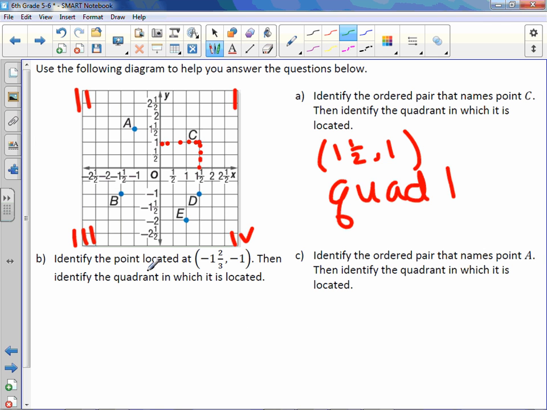Letter B. Identify the point located at -1 and 2. Actually, this was a typo. If I remember correctly, this should be 1/2, so please fix that. -1 and 1/2 and -1. So this is our x value. This is our y value. So let's find our x value of -1 and 1/2. That's here. And our y value of -1 is here. So if we follow these 2 points to where they meet at point B.